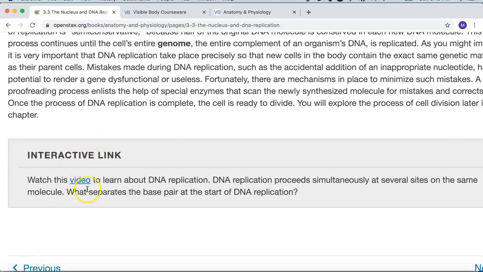I would highly recommend you take a look at some of these videos on DNA replication, and I think those are quite useful as well. And that's it for the nucleus and DNA replication.